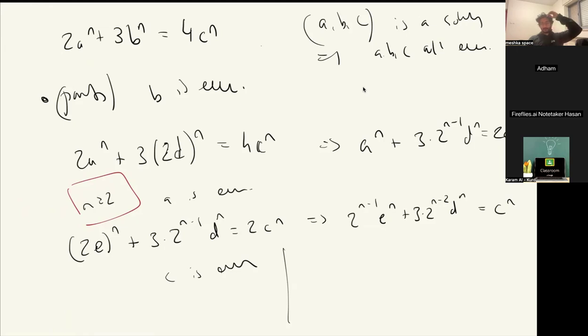Does it make sense what I'm saying? Yeah. Karam, does it make sense? How this is infinite descent? Yes. But yeah, okay, so it shows that if n is at least 2, then there are no solutions. Okay.